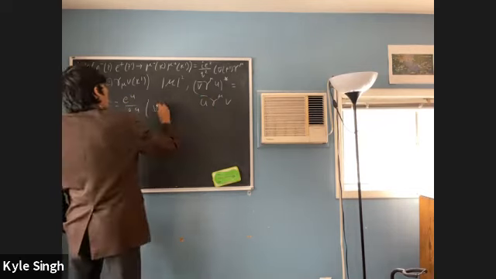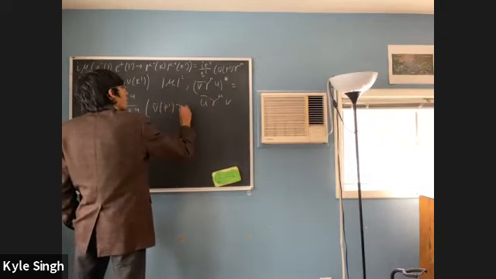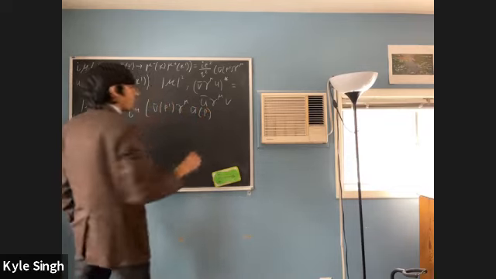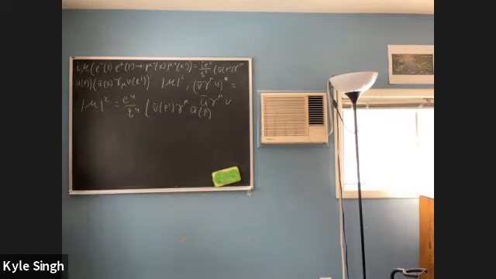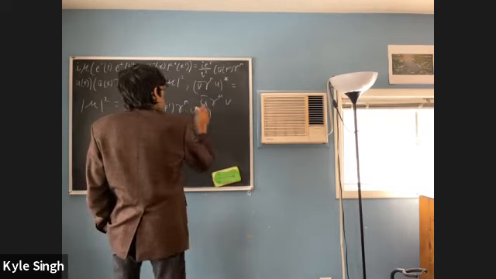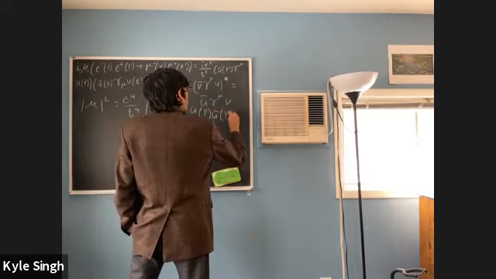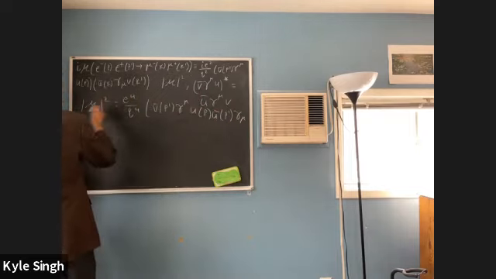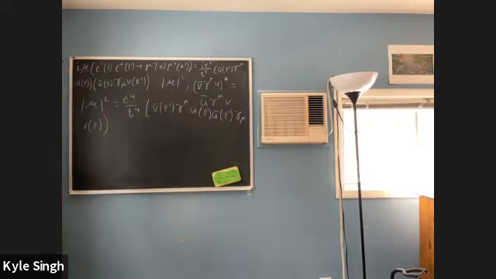V bar of p prime, gamma mu, u bar of p, k. What was my momentum? Who cares? I'm just gonna do it this way. U bar of P prime, gamma mu. What am I missing? V of P. Okay, that gives me M squared.